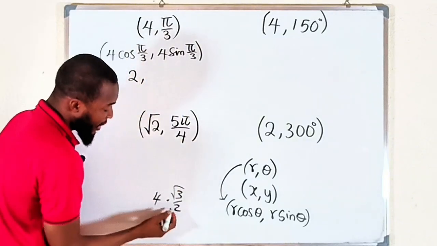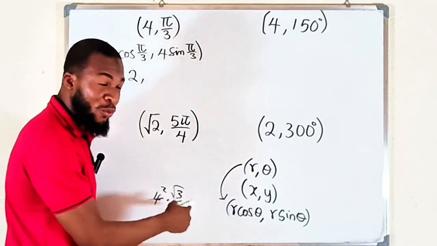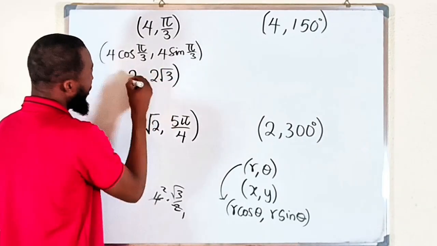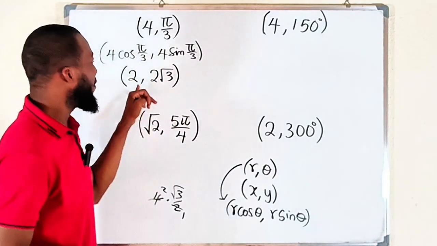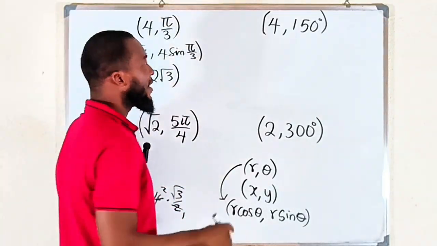because we have 4 here. 2 will go into 4 exactly 2 times. So you end up having 2 root 3. So you have 2 root 3 right here. So the rectangular coordinate is 2, 2 root 3. As simple as that. Let's move to the other side.